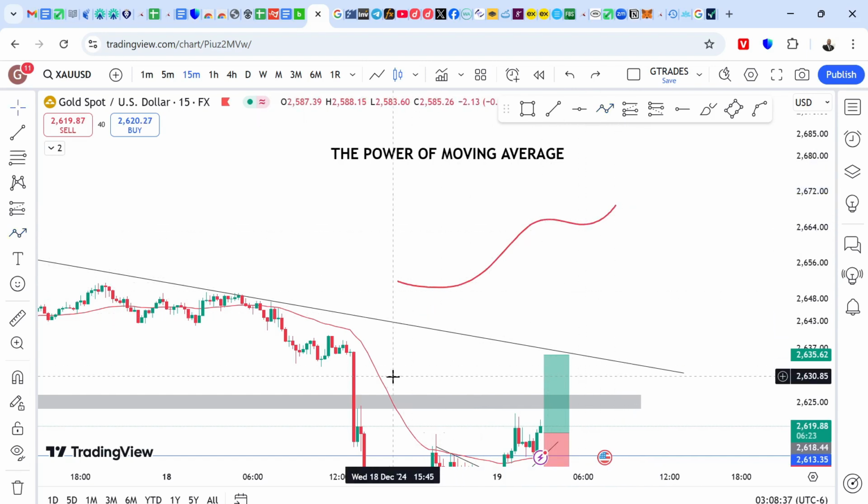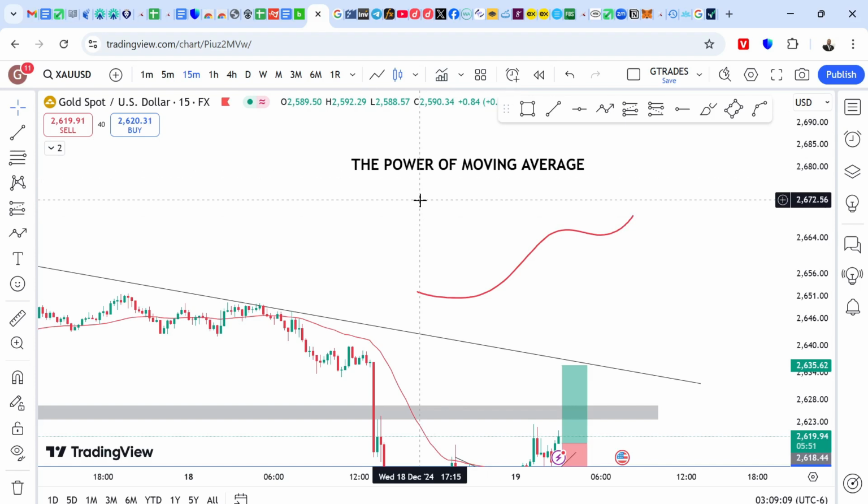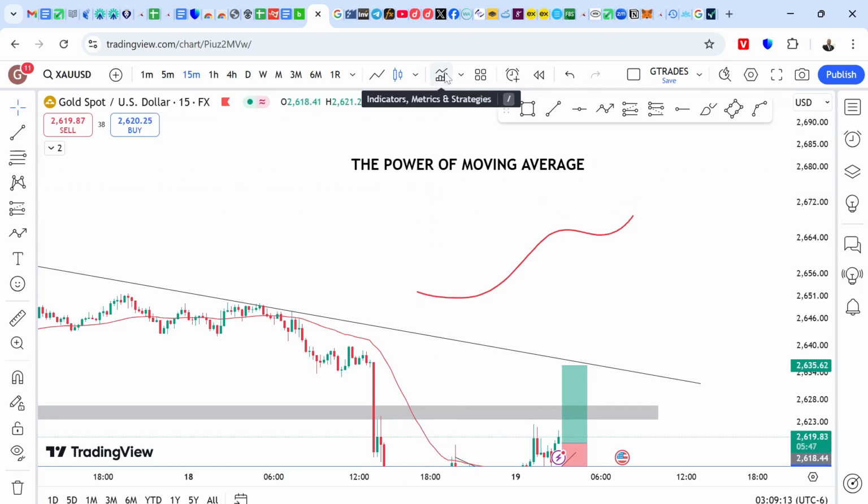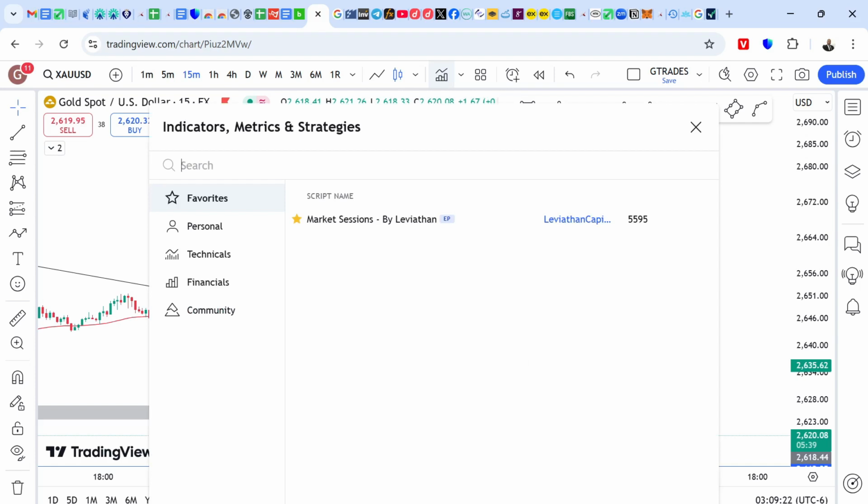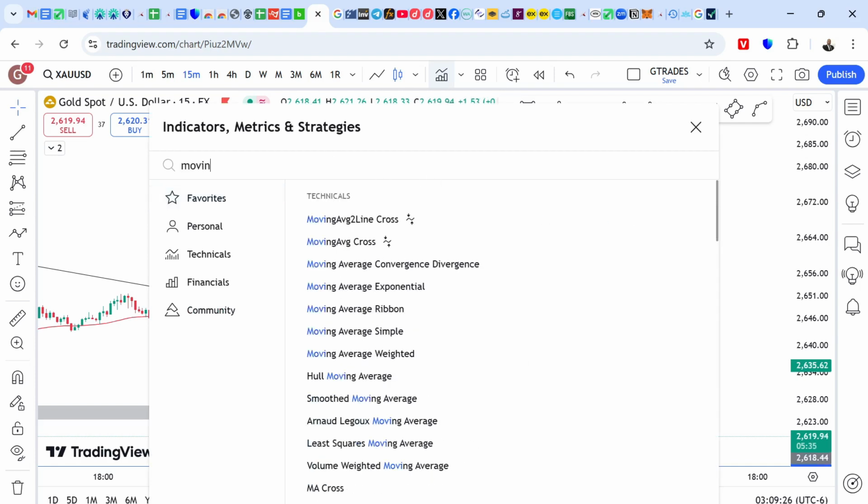Now, how can you apply this moving average on your chart? The best way, if you're using TradingView, as you can see on my screen, is to put your cursor here and you see indicators, metrics and strategies. Once you click on it, just type moving average. You will see different types of moving average. What I go for is the exponential moving average.